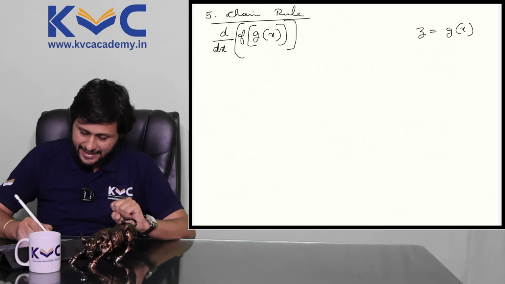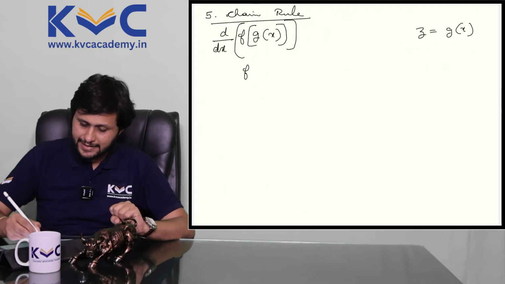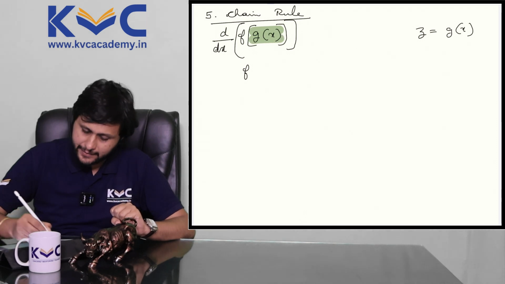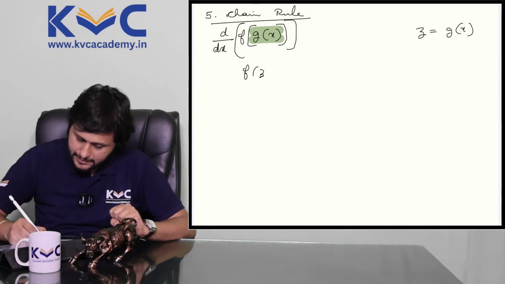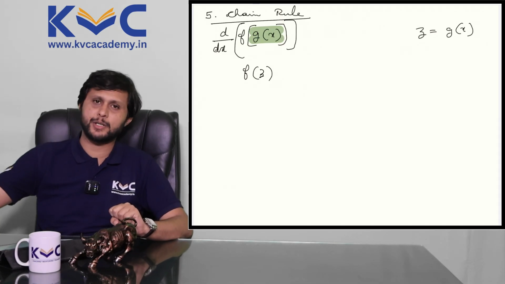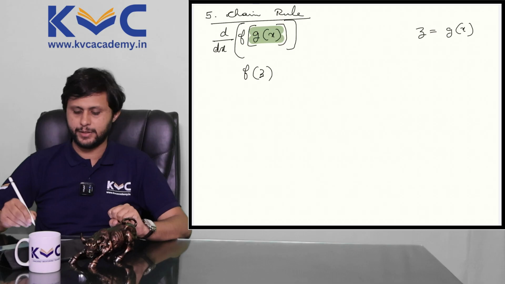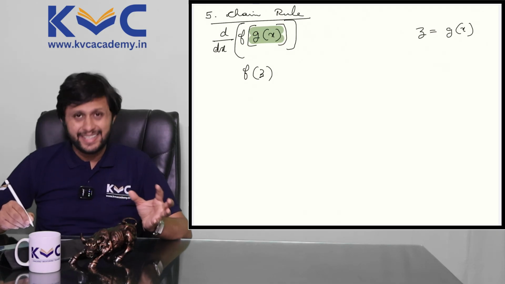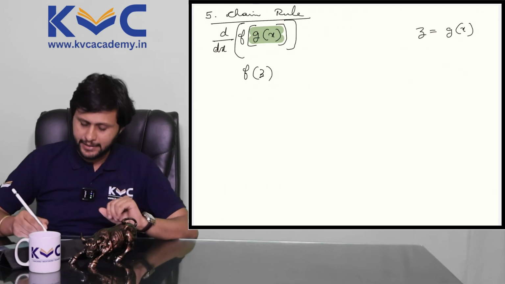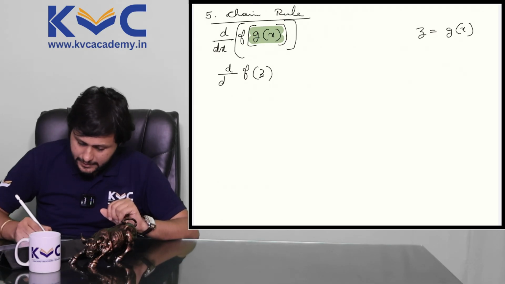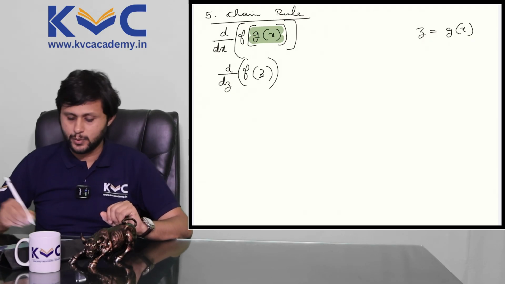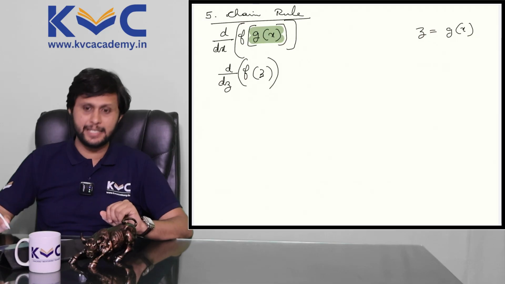So now I can rewrite this as, wherever there is g of x, see I'm highlighting, I'm replacing that with z. So it becomes f of z. From where did I substitute? What I have written on the right side, same thing I have substituted. So when x is independent, we take d by dx, correct? So this becomes d by dz. So we find d by dz of f of z.